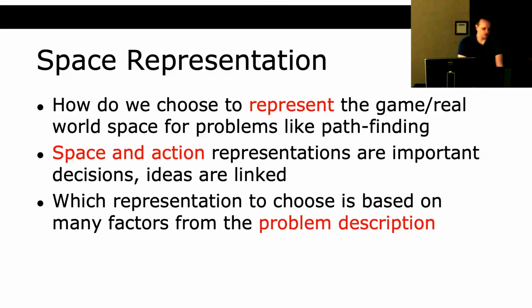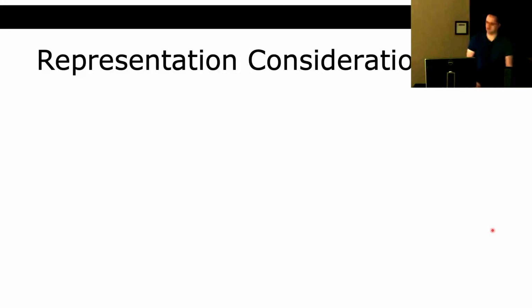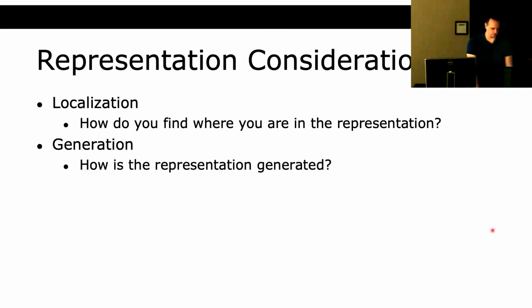And so which representation to choose is based on a bunch of factors from the problem description that we've seen before. If we look back at Newfoundland, do I represent that as just towns in a graph or 1 square meter, etc.? So the choice of space representation in the pathfinding algorithm will determine the movement actions that can be performed, and also the types of algorithms that we can actually apply to solve that problem. And so some more considerations when it comes to representing the space for a problem. Localization. So how do you find where you are in the representation? That's important. I'll give an example of that for grids in a little bit.